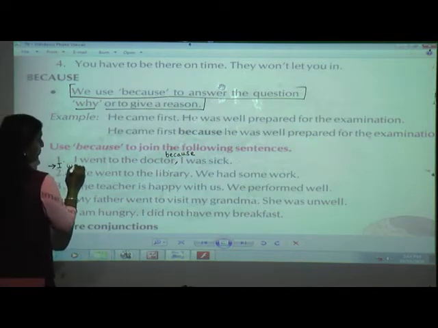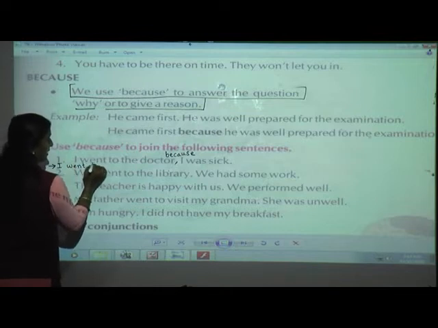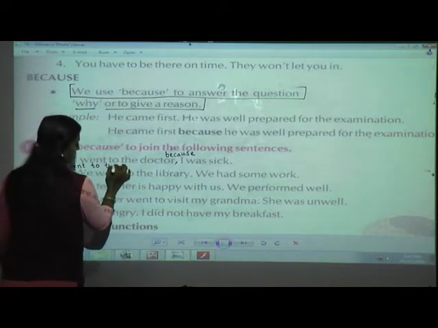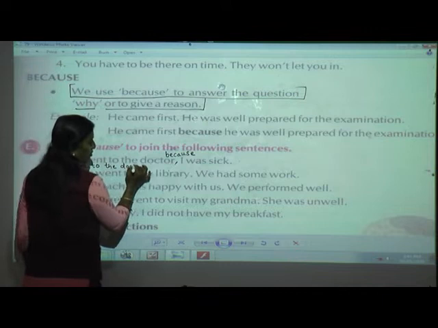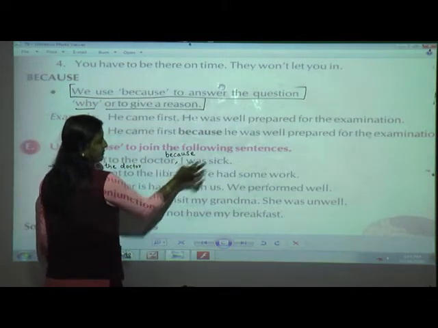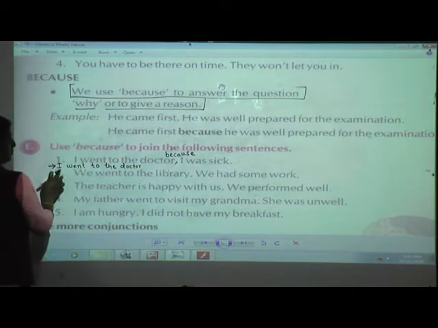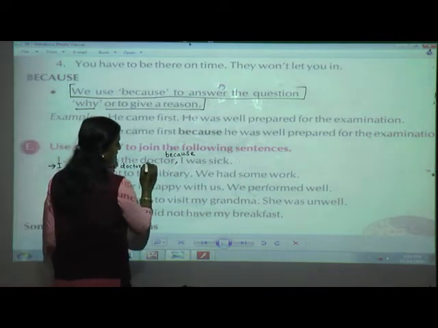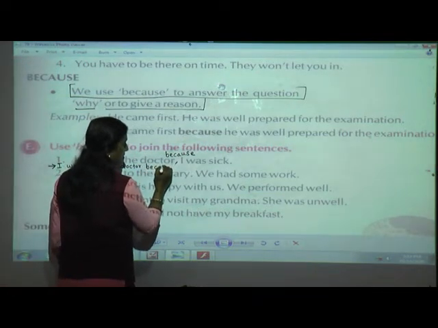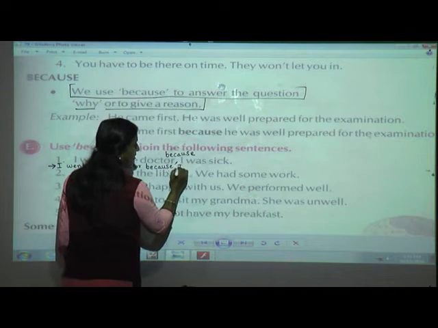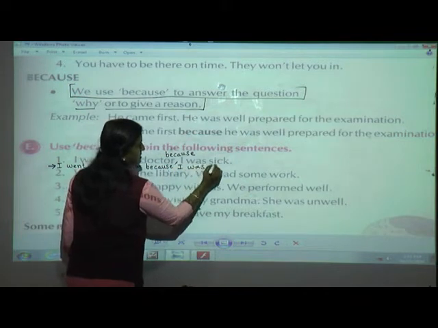See, I am writing the full sentence for you so that you can understand. Otherwise you will also do the same. You will just cut it and you will write because. So what you have to do? You have to write the full sentence. I went to the doctor because I was sick.